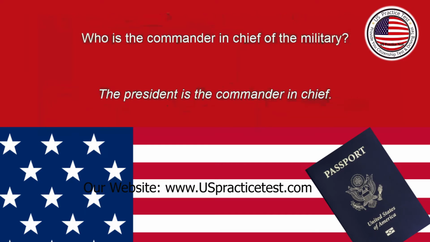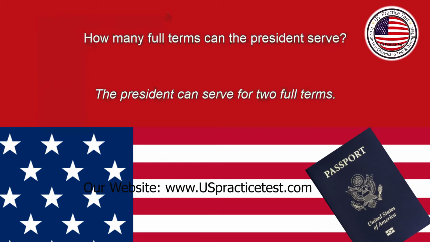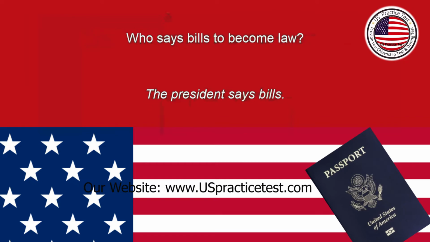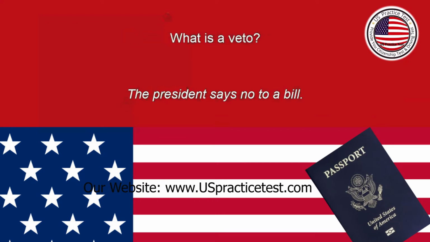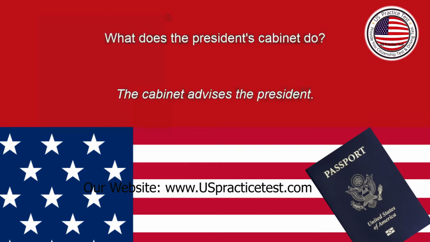Who is the commander-in-chief of the military? The president is the commander-in-chief. How many full terms can the president serve? The president can serve for 2 full terms. Who signs bills to become law? The president signs bills. Who vetoes bills? Only the president can veto a bill. What is a veto? The president says no to a bill. What does the president's cabinet do? The cabinet advises the president.